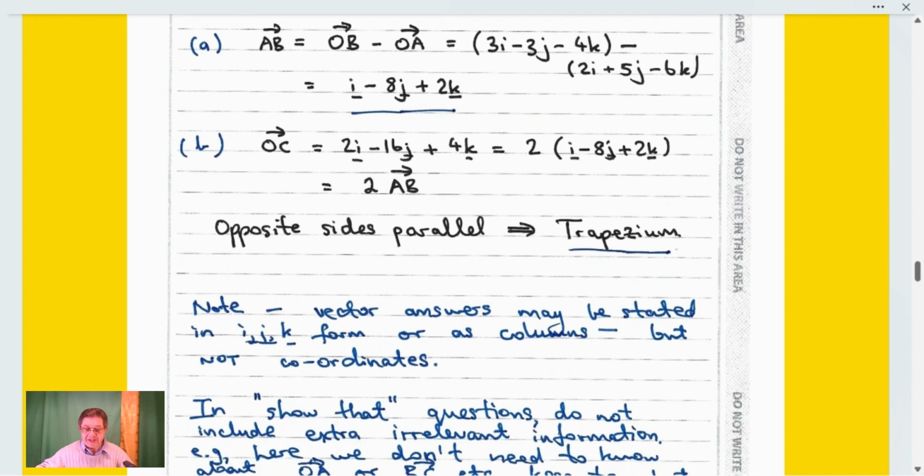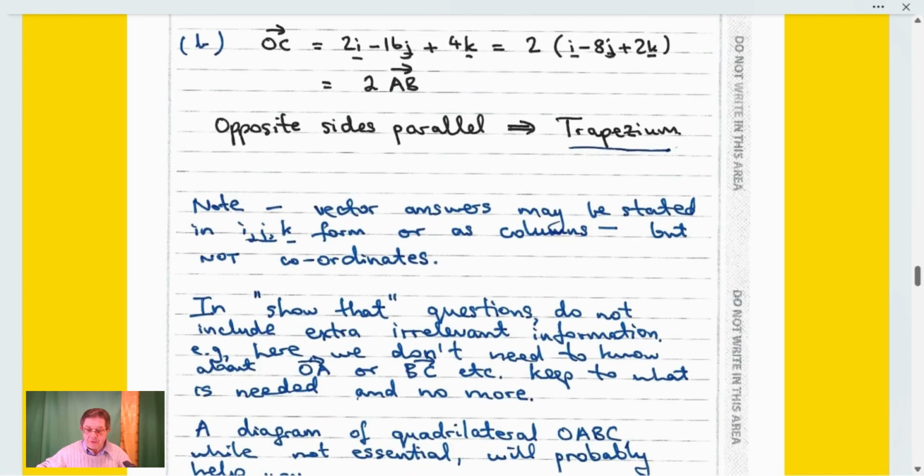Note, vector answers may be stated in IJK form or as columns, but don't state them as coordinates. We don't want brackets 1 minus 8, 2 in part A. It's a vector, not coordinates. And the other point here is, in show that questions, do not include extra irrelevant information. That will detract from your answer.